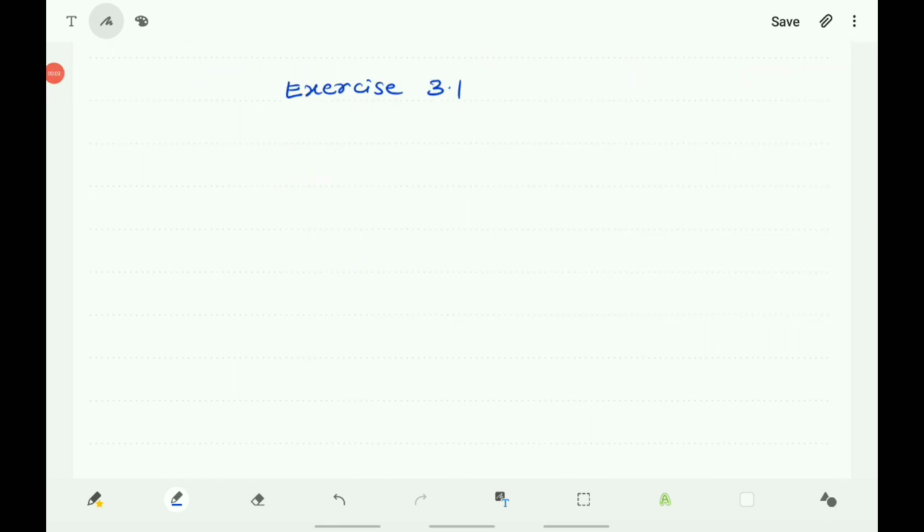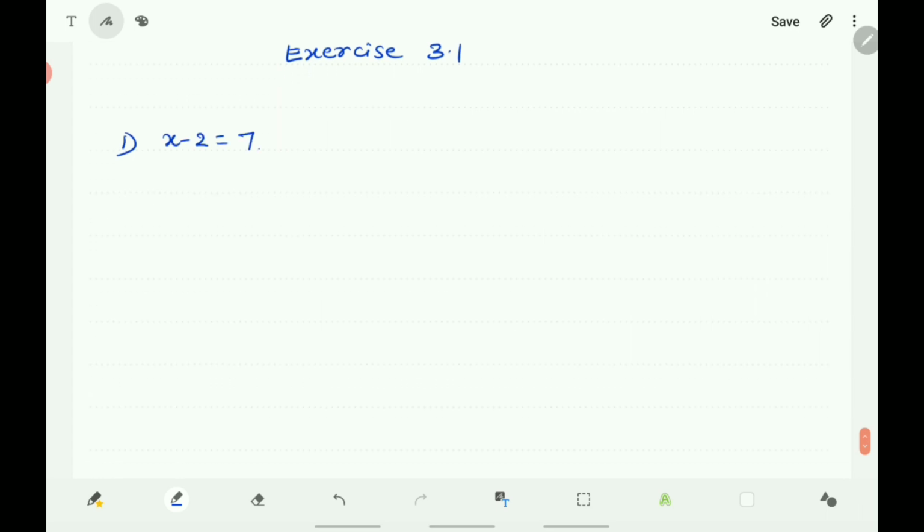Now let us solve the exercise 3.1. Here there are algebraic equations. They are of the first type. One side is an algebraic expression and the other side is a number. So you take one by one. First one is x minus 2 is equals to 7. Here the variable is x, that is 1x minus 2.